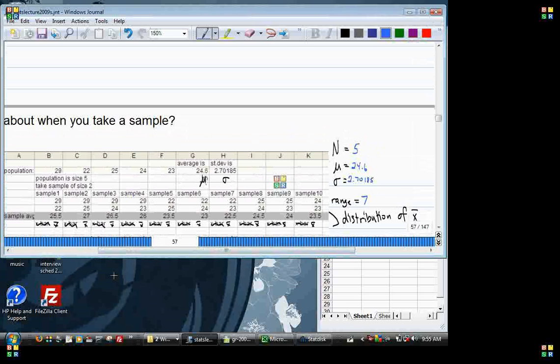So what's highlighted in gray is the X bar for each sample. So I just wanted to emphasize 25.5, that's an X bar from sample 1. 27, that's the X bar from sample 2. 26.5, that's the X bar for sample 3. 26 is the X bar for sample 4, etc.